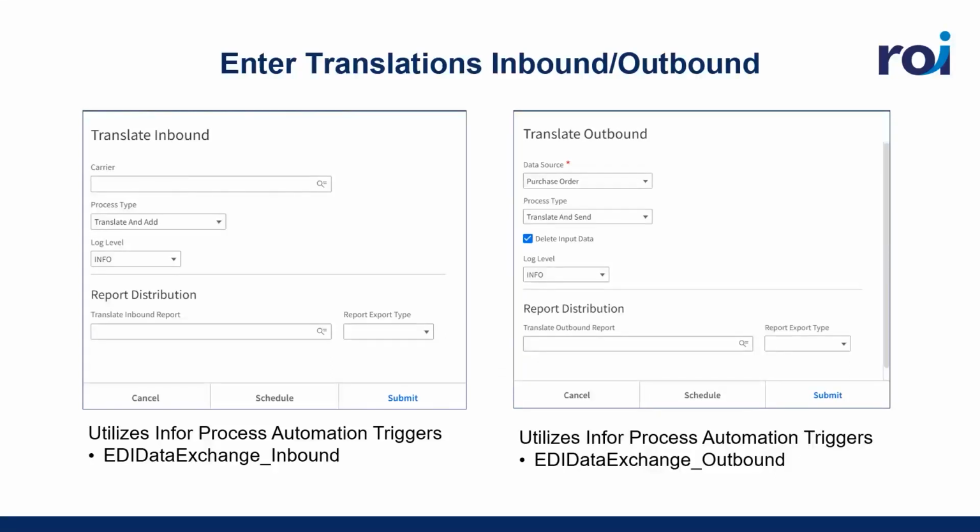Typically, these are set up so that they're running in the background and on a set schedule, maybe every half hour, every hour, whatever your organization feels is necessary to send out POs or receive in information. And that frequency can be reviewed to say, I want to do it more frequently or less frequently.